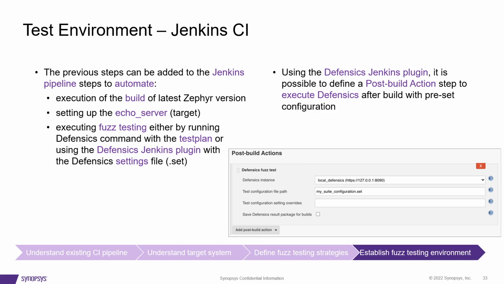And finally, once we have these previous steps performed manually to make sure everything is working, we can now add them to our Jenkins pipeline. So we will add these steps as I showed in that simplified CI pipeline earlier. We would download latest sources, we will build Zephyr, we set up our target application, the Echo server. We then execute fuzz testing using the previously configured test plan, or we can use the Defensics Jenkins plugin and load that settings file. And you can see it here on the right-hand side. We can add this post-build action step and just configure Defensics as well as the test suite to use.